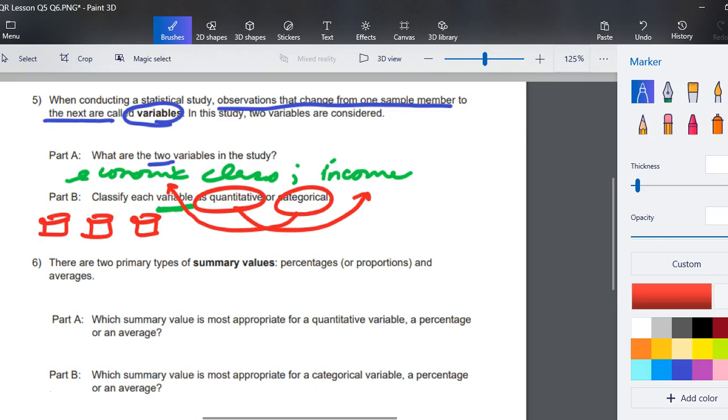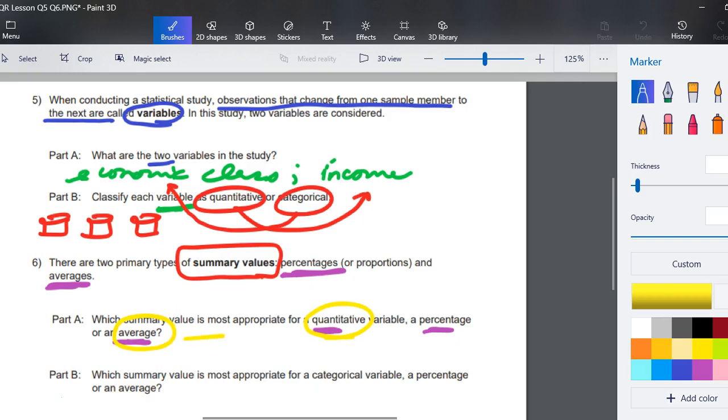Number 6, there are 2 primary types of summary values. Wow, the words are just rolling in. And the summary values, the 2 types are the 2 primary ones. We can calculate percentages or proportions, and we can calculate averages. Part A says which summary value is most appropriate for a quantitative variable, a percentage or an average. For quantitative, the most appropriate is going to be finding an average.